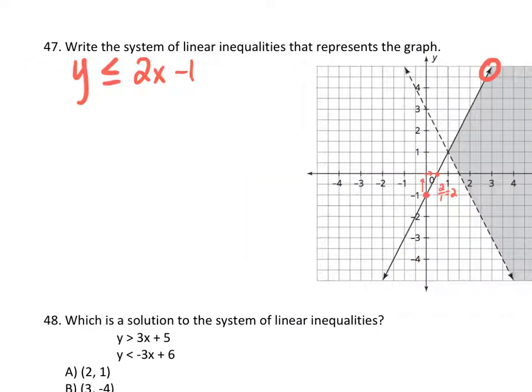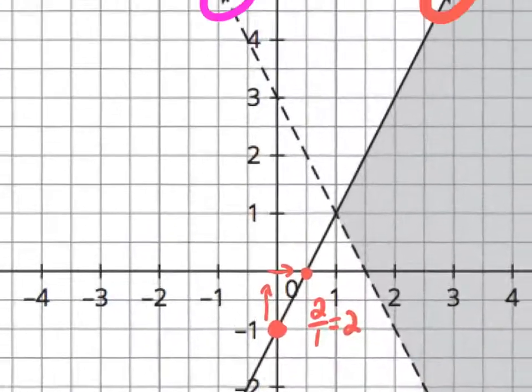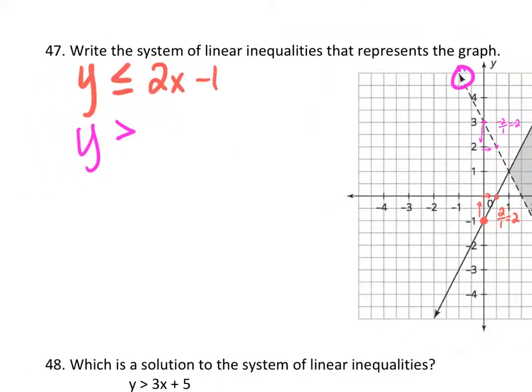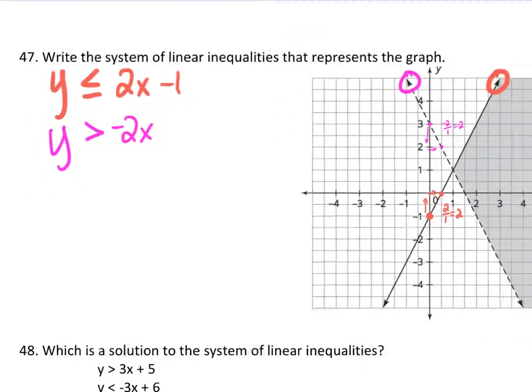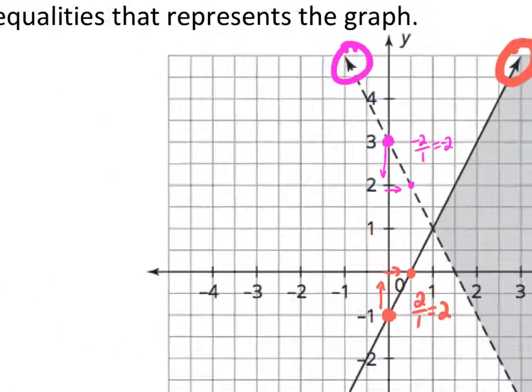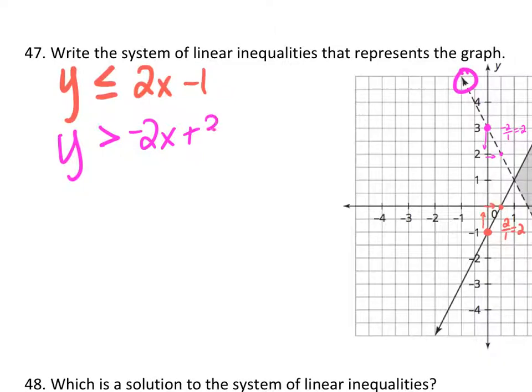Now I'm going to do the other line, and I'm going to do that one in purple. It is shaded above, and it's dotted, so I just put a greater than symbol. The slope, let's find 2 points where it crosses perfectly, here and here. It looks like it's going down 2 and to the right 1. Well, down 2 is negative 2, and to the right 1 is positive 1. That reduces to negative 2. So the slope of the purple line is negative 2. The y-intercept looks like it crosses right here at positive 3. So my y-intercept is positive 3.